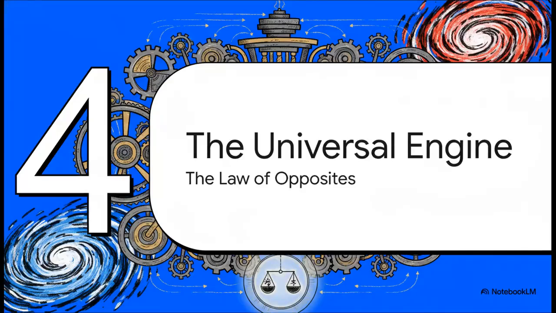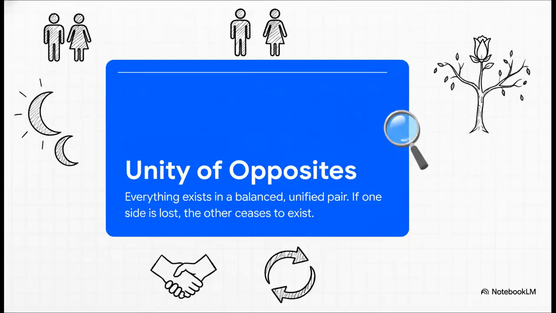So, we have these two huge opposing universes. One we can see, one we can't. What keeps them in that perfect balance? What's the operating manual for this whole cosmic machine? Well, it all comes down to one single fundamental rule, the law of opposites. The law is so simple, but it is absolute.